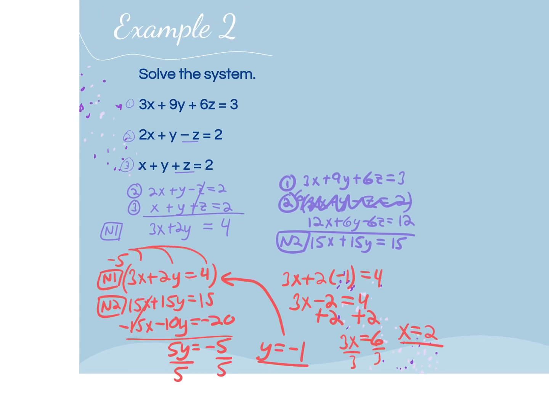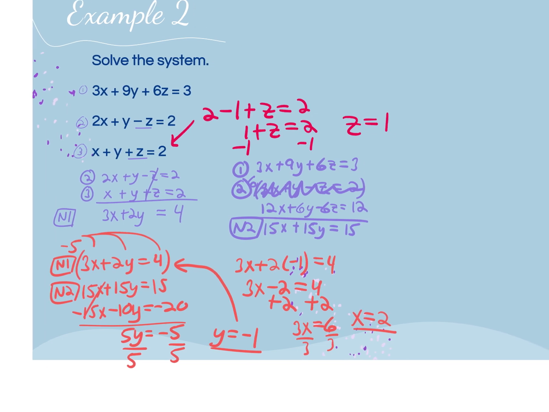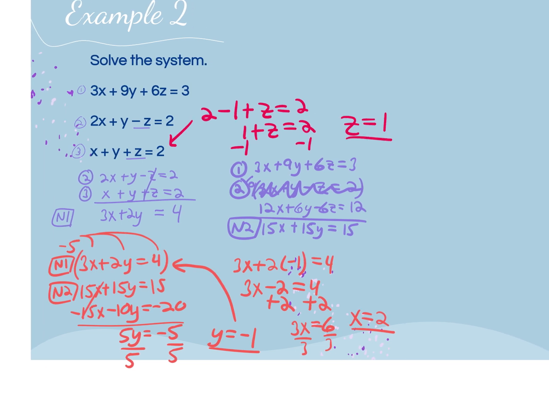So then you're going to plug in x and y into whatever equation looks the simplest. Which one looks the simplest? Definitely the third one. Super easy to plug it in. So then we end up with 2 minus 1 plus z equals 2. We get 1 plus z equals 2. Minus 1 on both sides, and then we get z equals 1. So then what is our final answer? Nice. 2, -1, -1. I'm sorry, 2, -1, 1.